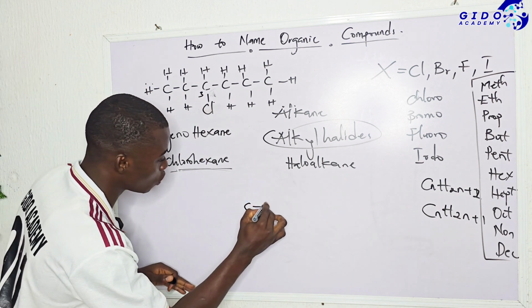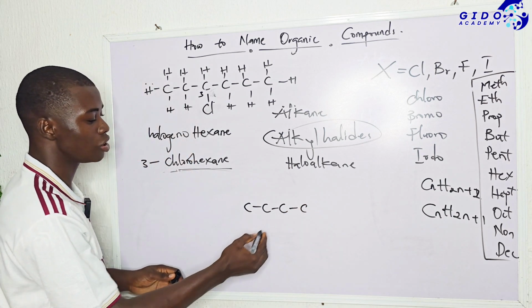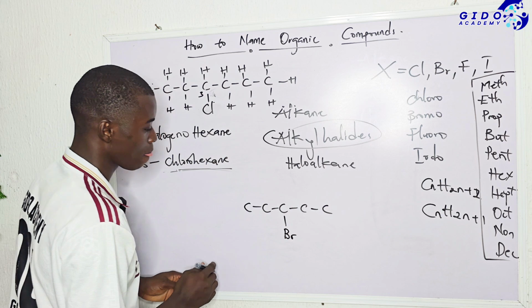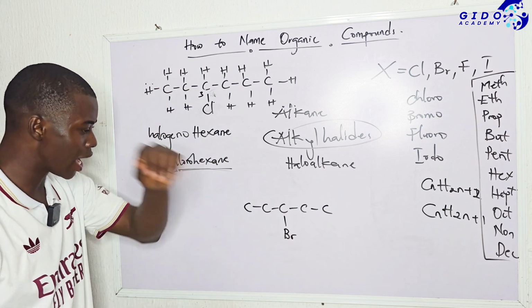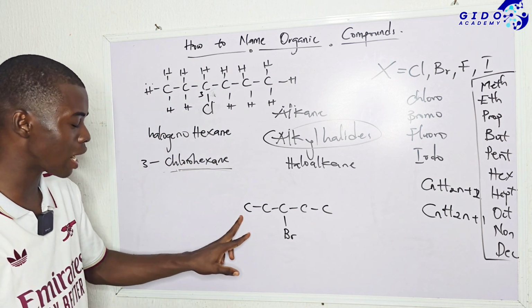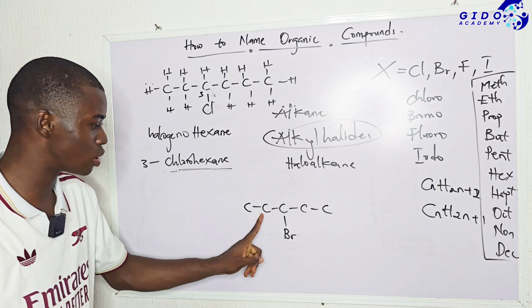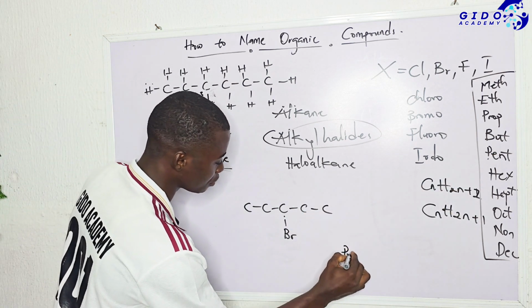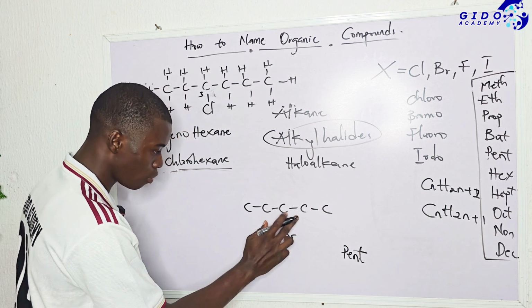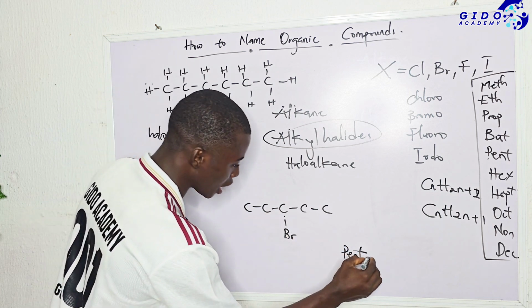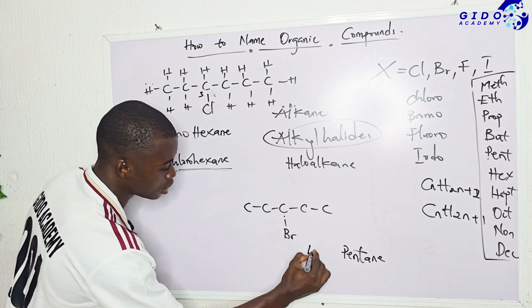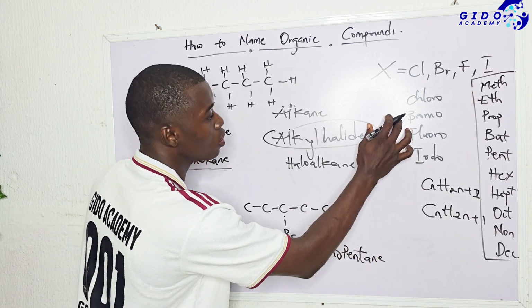Let me show you something real quick. If you have something like this, I will not be drawing the hydrogen atoms because of time. And here is bromine. Now, how many carbon atoms are present? 1, 2, 3, 4, 5. 5 is what? Pent. So pent. Single bond, double bond, or triple bond? Single. That's what? Pentane. Bromine here. Bromine is called what? Bromo.